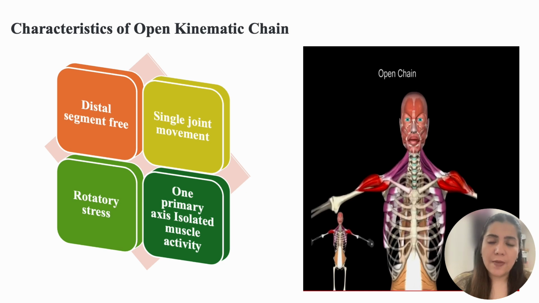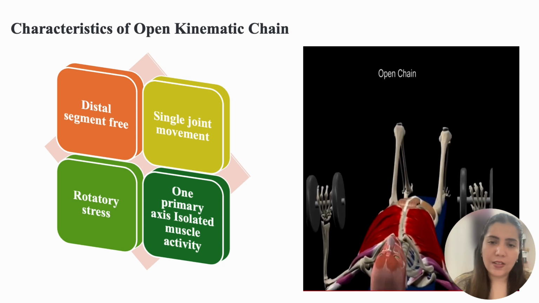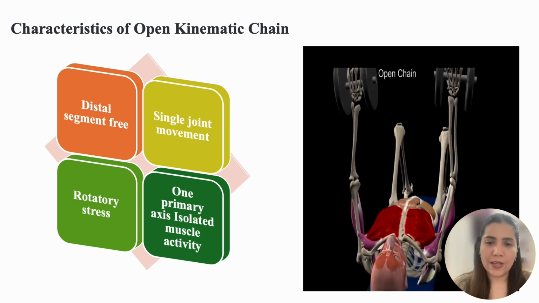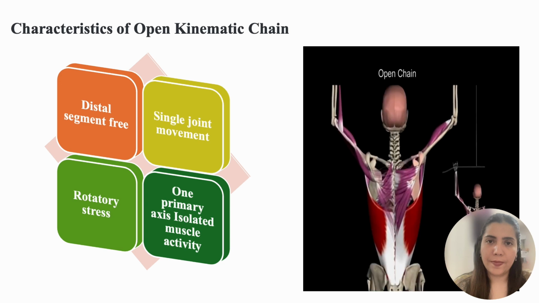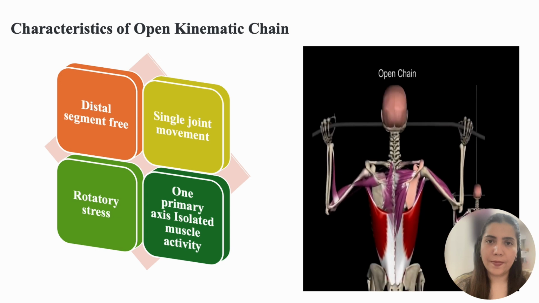These exercises are the best choices for the early phases of rehabilitation, where we want to target specific muscles. The examples of these movements in day-to-day life are kicking a ball, waving at someone, knee extensions in high sitting, and maybe SLR, straight leg raise, as well. These are the typical examples of open kinematic chain.